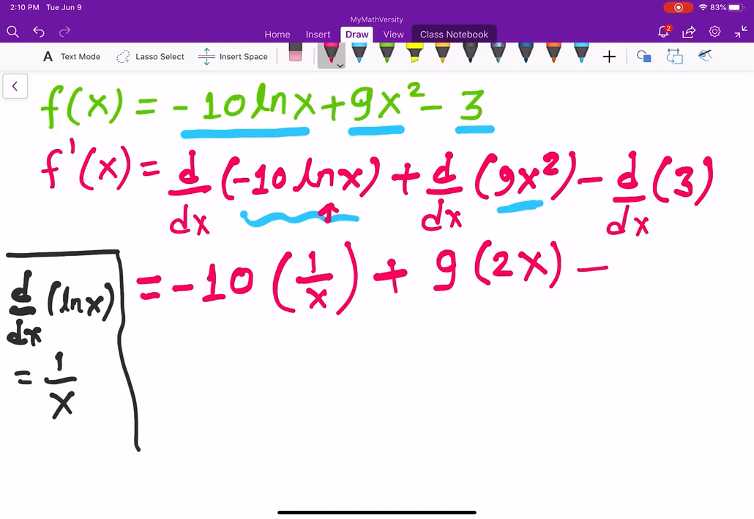Minus the derivative of 3. 3 is a constant, so by the constant rule the derivative of 3 must be 0. Alright, so this is the derivative of the given function. If you want to rewrite it, it can be written as negative 10 divided by x, plus 9 times 2, which is 18x.